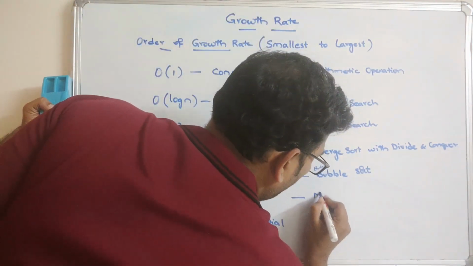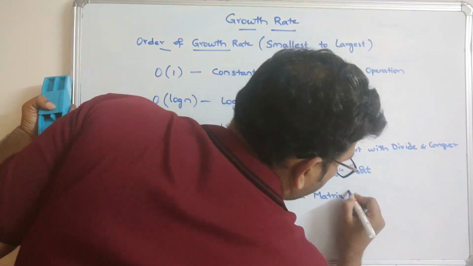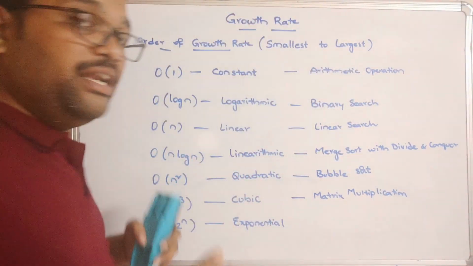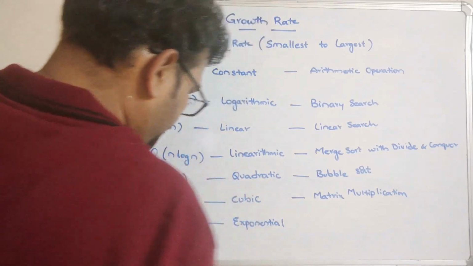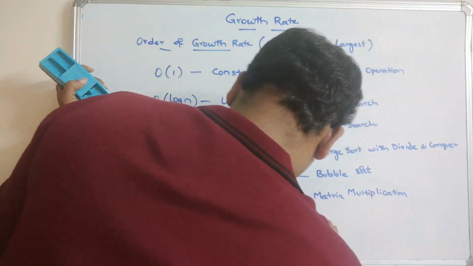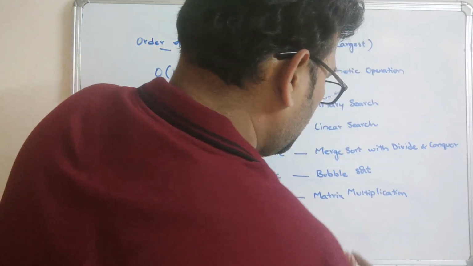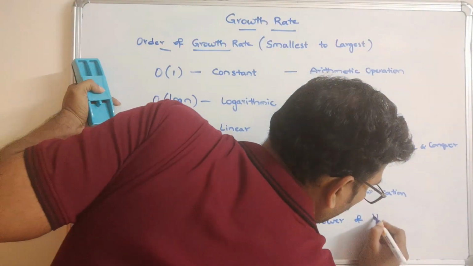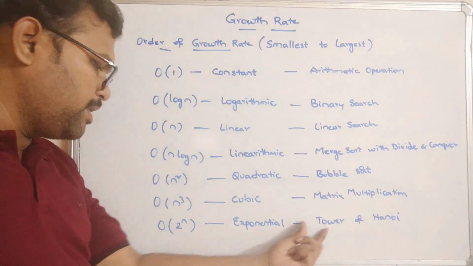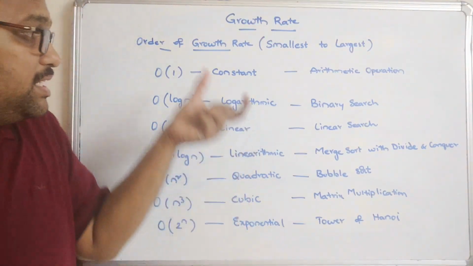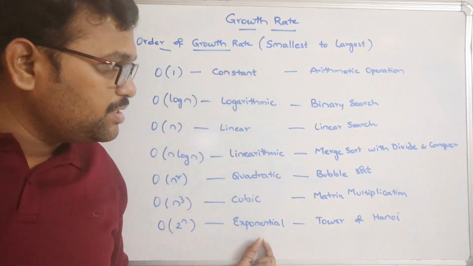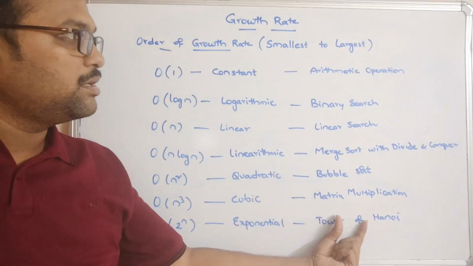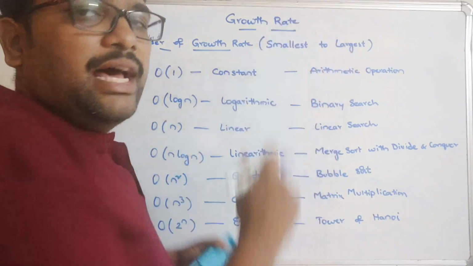And n cube, matrix multiplication, where we are using three different for loops, three for loops, right? And this is towers of Hanoi. The towers of Hanoi problem comes with this exponential. So these are the names of the functions and the examples for these particular notations, and this is from smallest to largest.